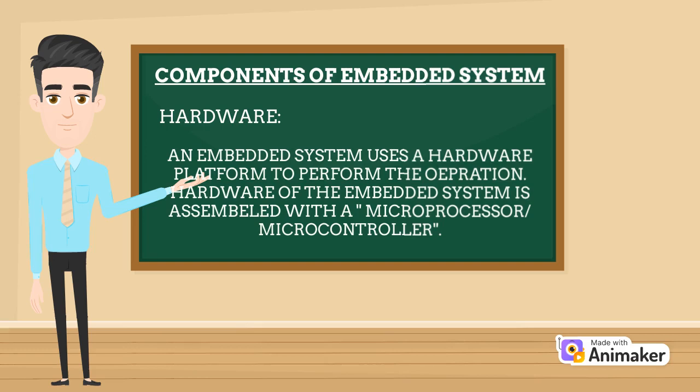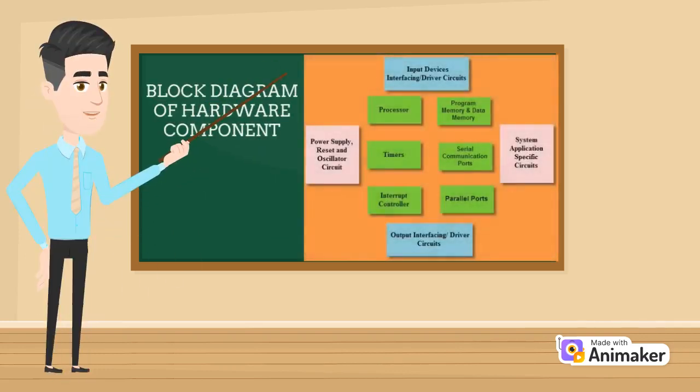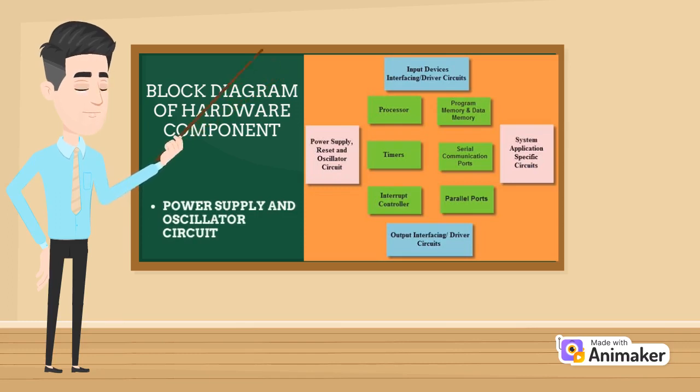Hardware. An embedded system uses a hardware platform to perform the operation. Hardware of the embedded system is assembled with a microprocessor/microcontroller. It has the elements such as input and output interfaces, memory, user interface and the display unit. Here's a block diagram of hardware components of embedded system. It contains 1. Power supply and oscillator circuit, which is essential for the embedded system. Most of the embedded systems need a 5-volt power supply. Oscillator circuit is used to produce the harmonics and synchronization in embedded system.